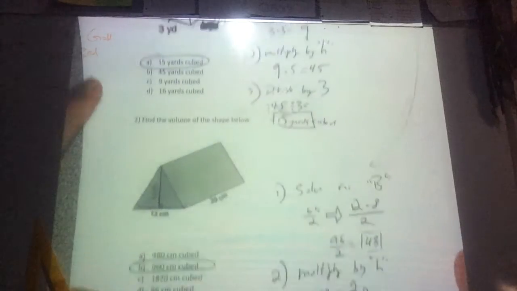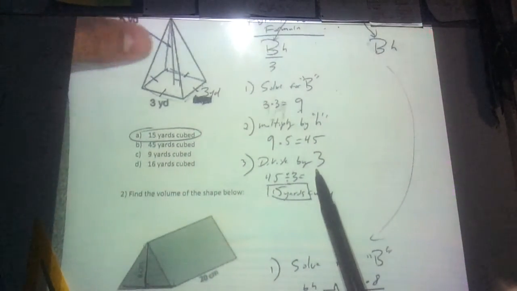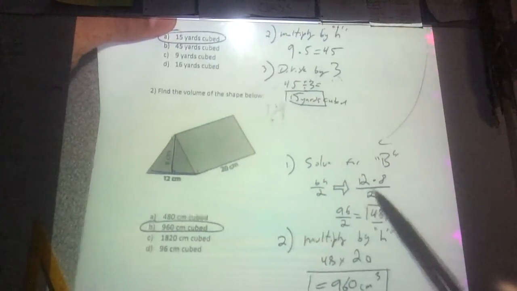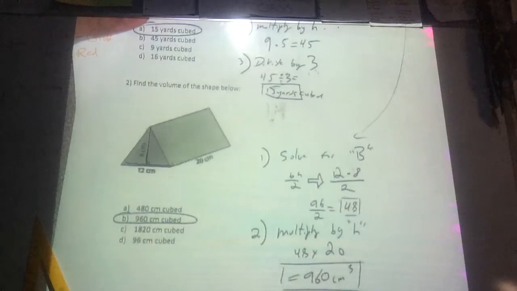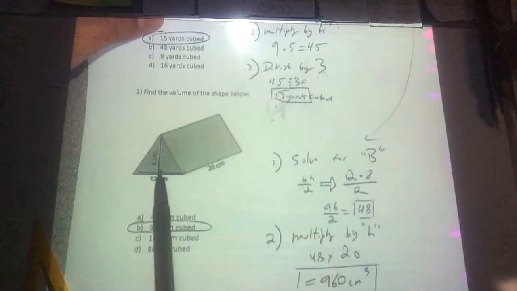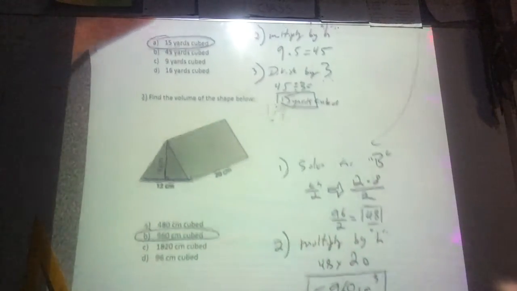So these two, the only difference is we're going to divide by 3 in the end. Solve for B, multiply the height, divide by 3. For prisms, solve for B and multiply it by height, and that's all you got to do. You only divide by 2 because the base here is a triangle, and we need the area of a triangle formula.